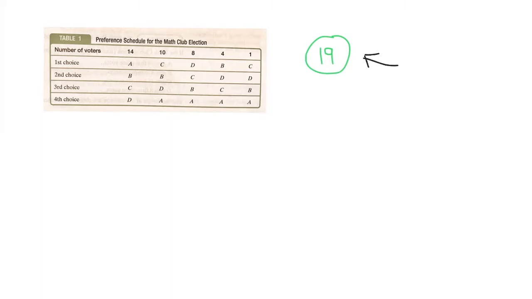Whoever gets 19 votes is the majority winner, okay? So here is how you do the plurality with elimination method. Similar to the Borda count, you might want to analyze each candidate thusly, where you write it down.